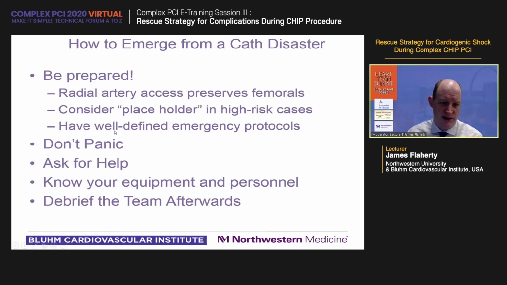Have a well-defined emergency protocol. Don't panic. Ask for help. You're going to need it. Know the equipment you have in your lab and the personnel. And it's always helpful to debrief the team afterward. Go over what went right, what went wrong, what you can do better the next time.